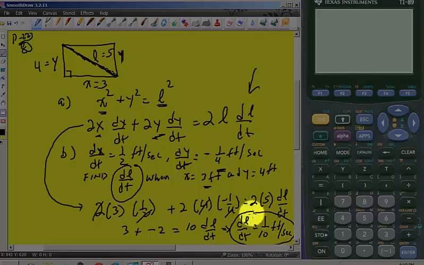So L is changing at, excuse me, 1/10 of a foot per second, not 1 foot, 1/10 of a foot per second. So it's getting bigger because this is positive.